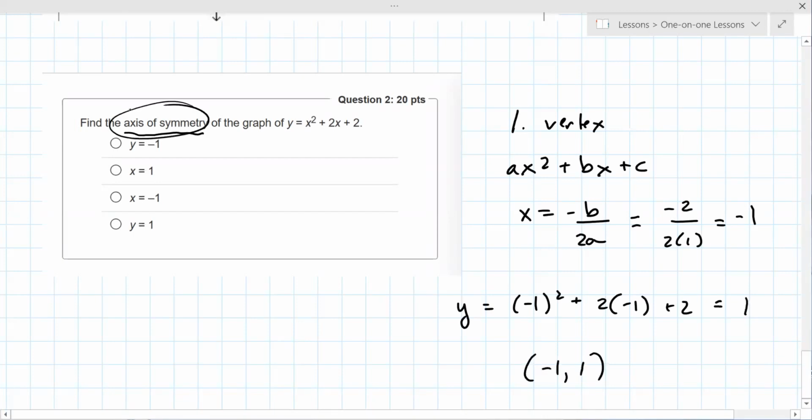The axis of symmetry is the x coordinate of the vertex. It's always x equals a number. In fact, it's x equals h. Your vertex is h comma k. What does x equal here? Negative 1. Good.